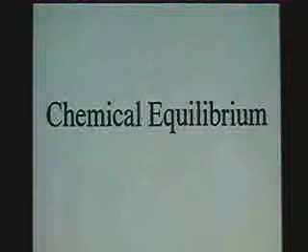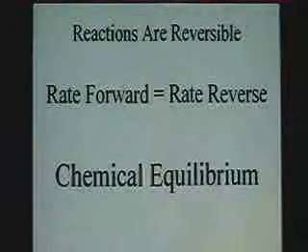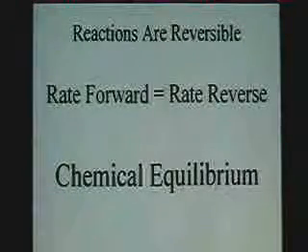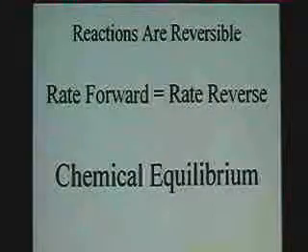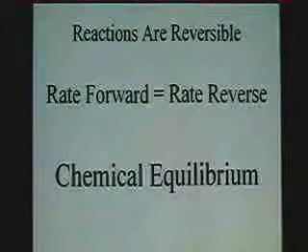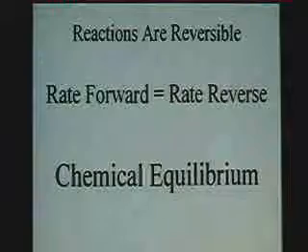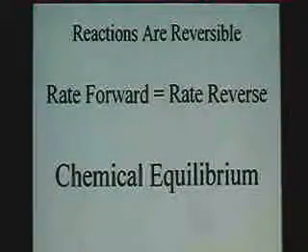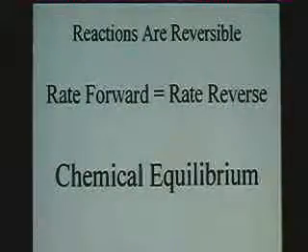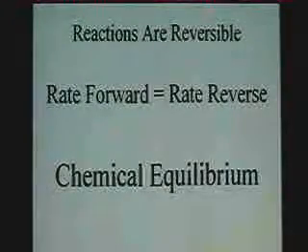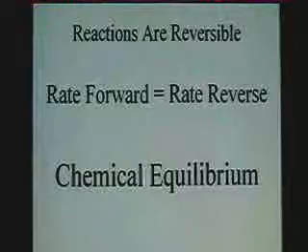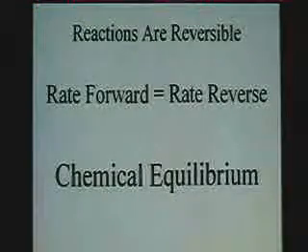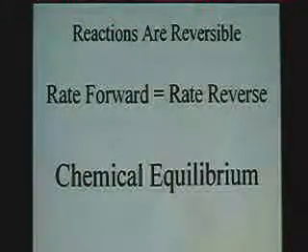Chemical equilibrium. In order for a system to be at equilibrium, you have to realize that chemical reactions are reversible. What this means is not only can the forward reaction take place, but also the reverse. Not only can reactants form products, but under the right conditions, products can reform reactants. And if they're doing so at the same rate, this is defined as chemical equilibrium.